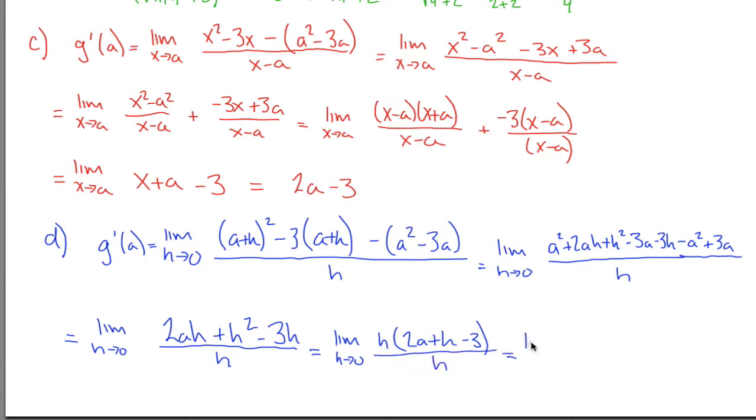What I get is that I need to evaluate the limit as h approaches 0 of 2a plus h minus 3. This is a limit I can evaluate. All I got to do is change all my h's into zeros. I get 2a minus 3. Note that's the same thing I got up here. It's good news. It's a good thing when you get the same answer using different methods.